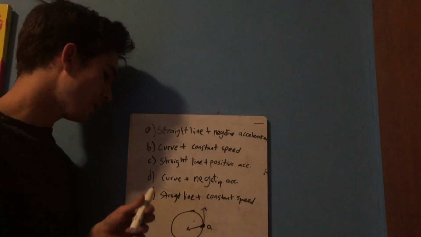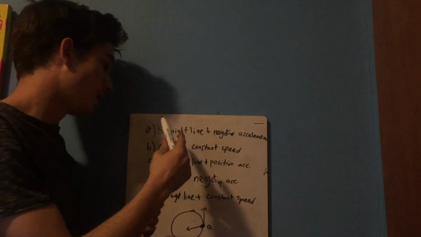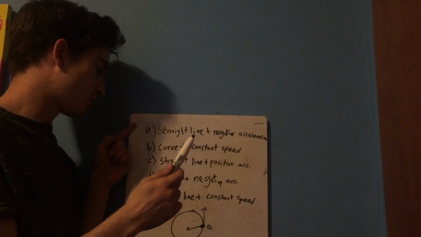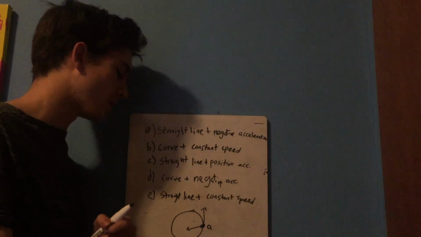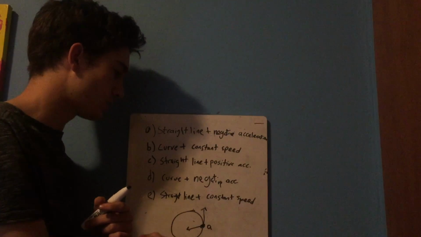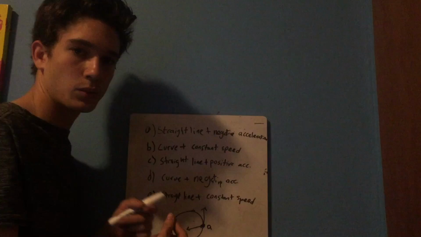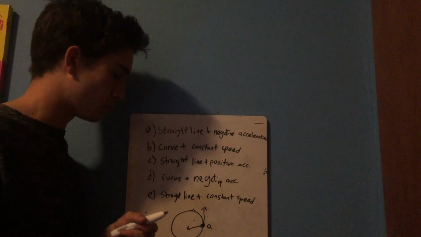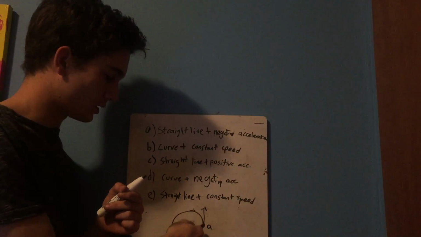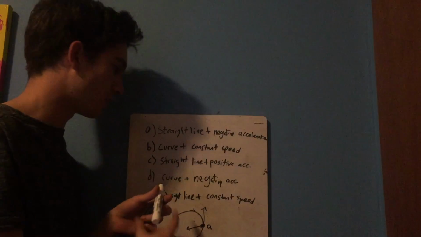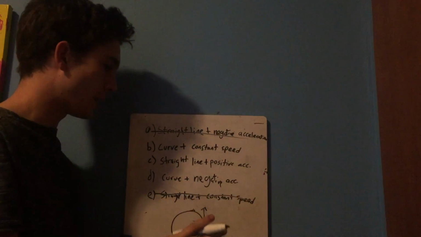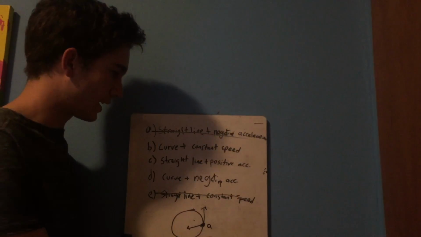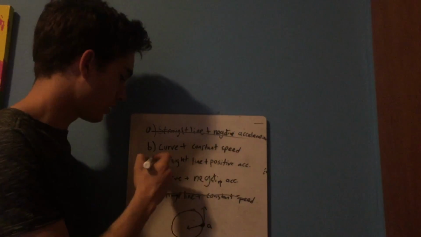First of all, the options which state a straight line, we can already get out of the equation, because we are experiencing a centripetal acceleration towards the center, and that will keep it moving in a curve. So this one and this one we can already count out. Then it's experiencing an acceleration, right? Oh, here's another straight line.